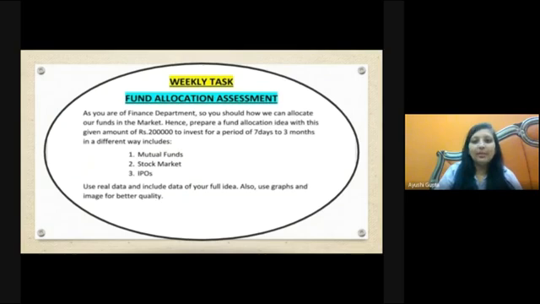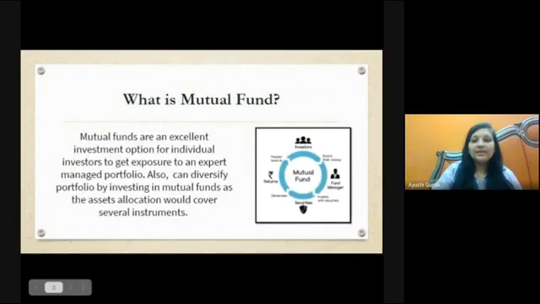So I have tried my level best to do it, and I have invested in the mutual fund and the stock market. So basically, what is a mutual fund? A mutual fund is an entity that pools money from several investors and invests the pooled money in different kinds of assets or securities.